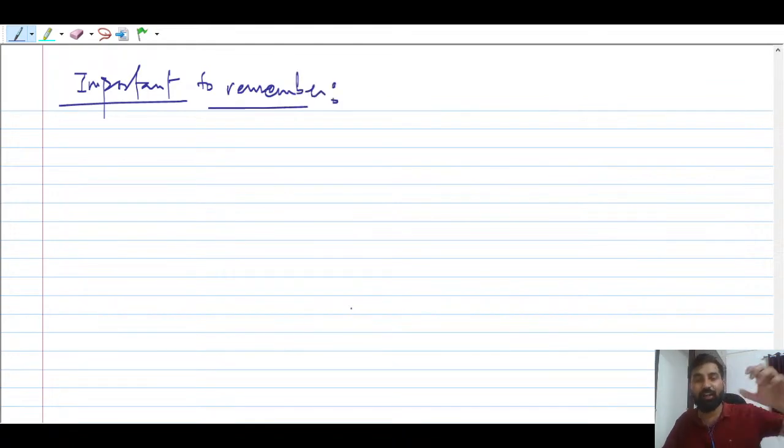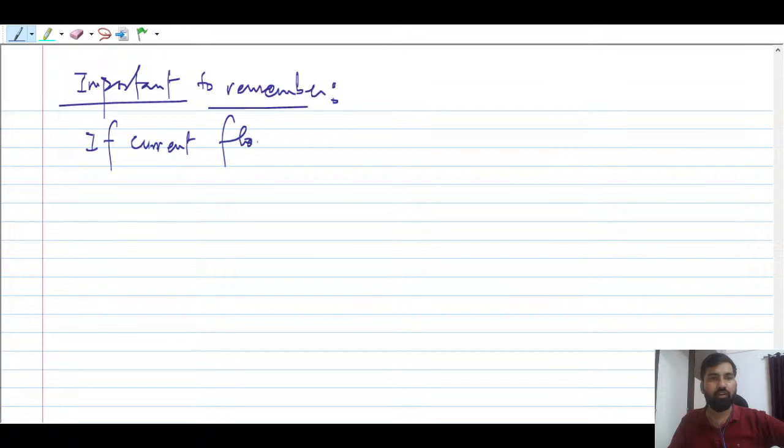देखो, अगर मान लो if current flowing through the capacitor is finite, okay, or you can say current is finite, so voltage across the capacitor cannot change abruptly, okay?